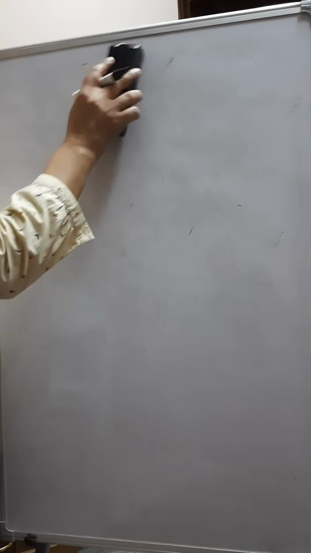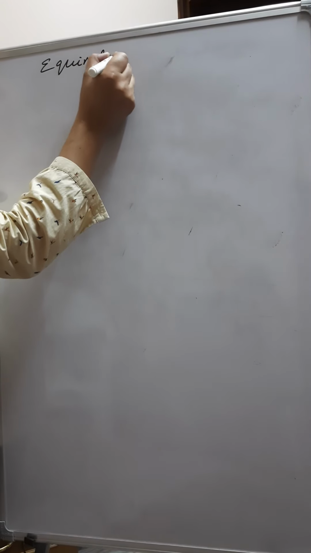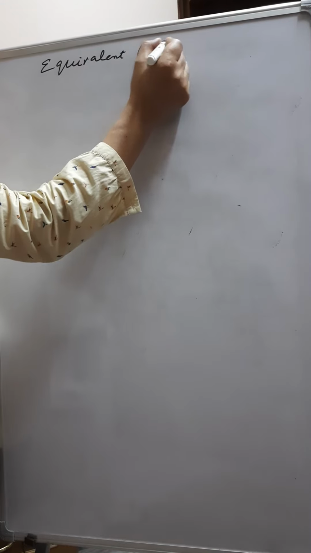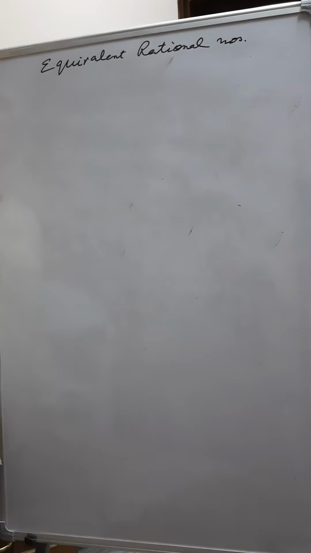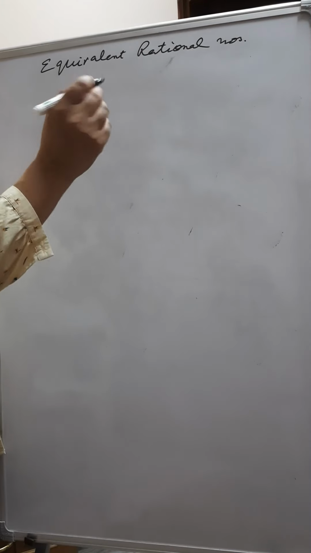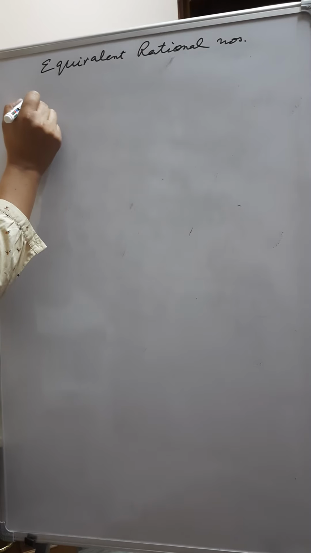Now the first concept in your exercise is equivalent rational numbers. You have done equivalent fractions. Now the topic is equivalent rational numbers. I am going to take some examples.